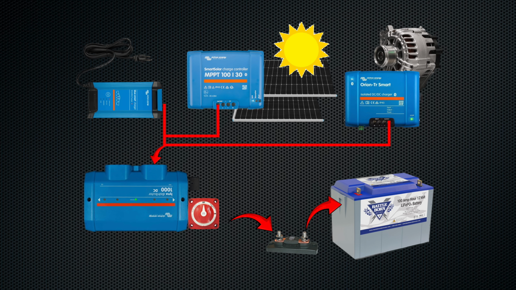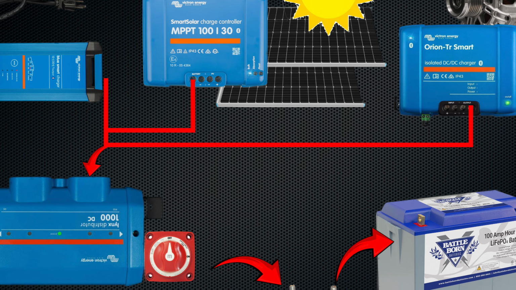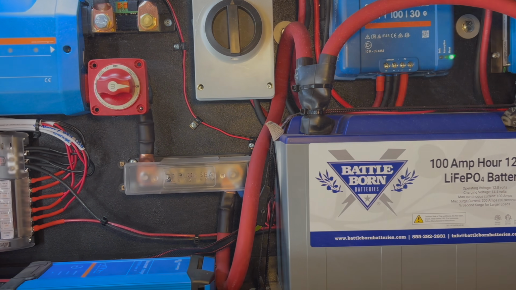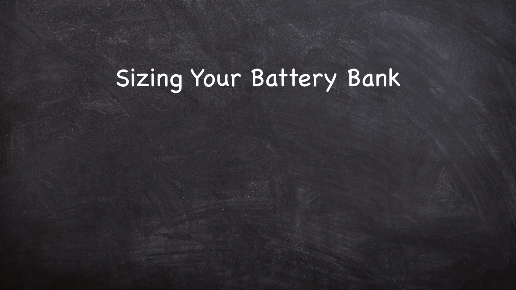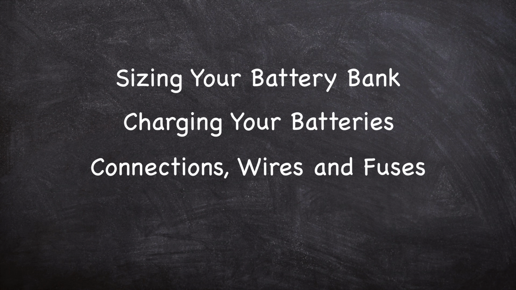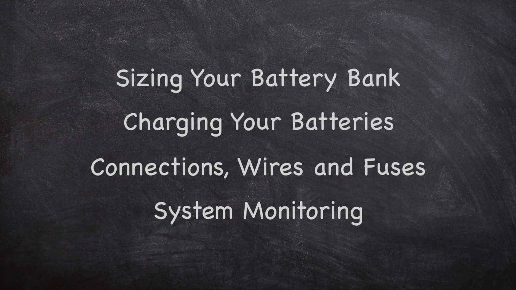In today's lesson, we're covering the various components of an electrical system. This video is divided into 4 topics. Part 1, how to size your battery bank. Part 2, how to charge your batteries. Part 3, putting it all together, connections, wires, and fuses. And Part 4, system monitoring. Let's get right to it.